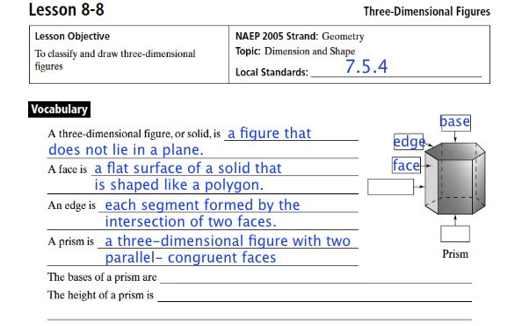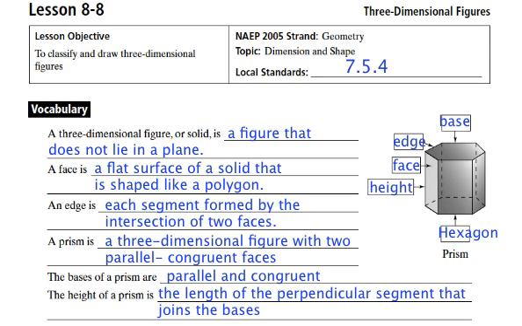A prism is a three-dimensional figure with two parallel congruent faces, which are also known as the bases. The bases of a prism are parallel and congruent. You can think of the bases in this figure as the top and the bottom. They're a hexagon. The height of a prism is the length of the perpendicular segment that joins the bases. We've labeled the height on this figure. Pause the video if you need more time to copy down these notes.